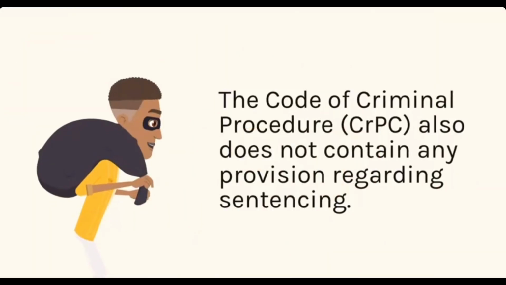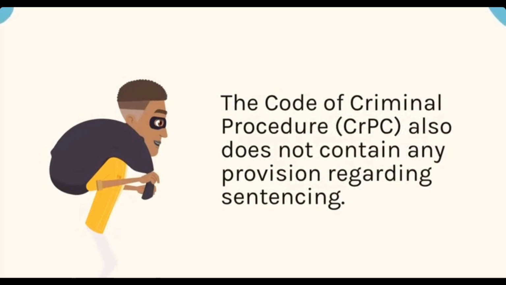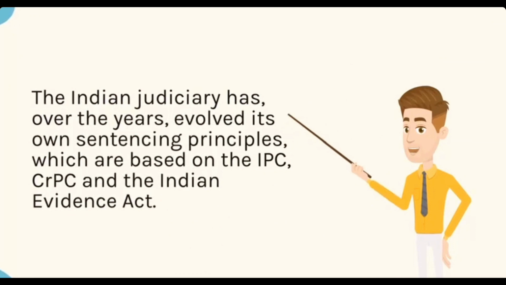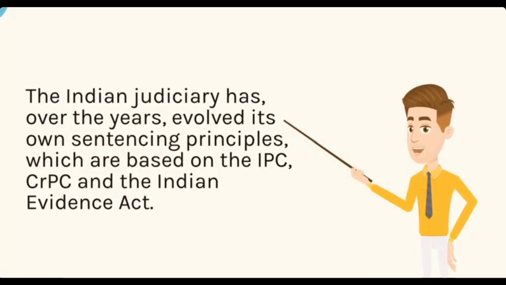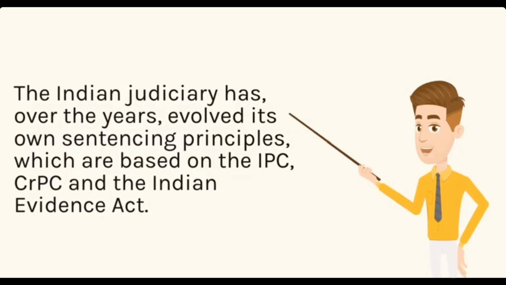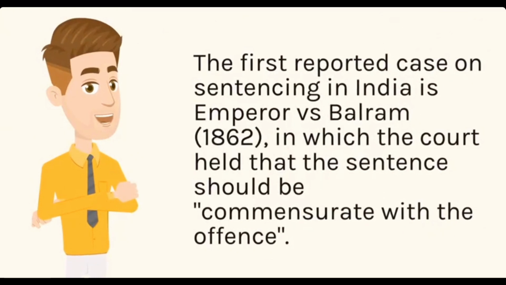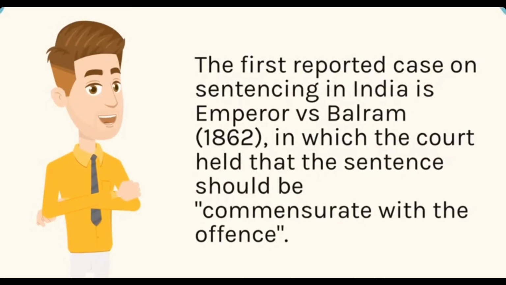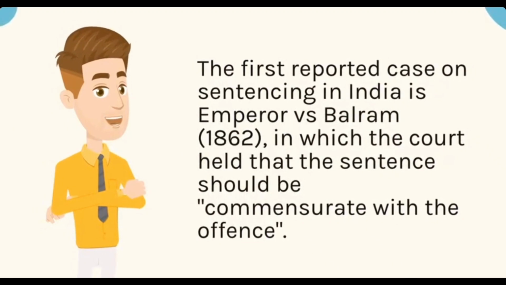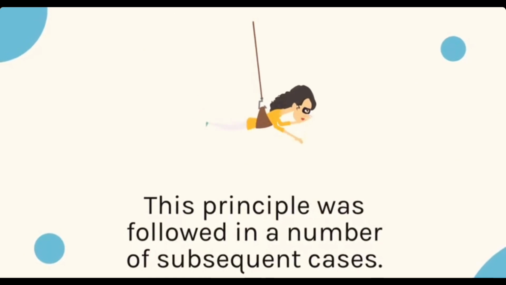The Code of Criminal Procedure (CRPC) also does not contain any provision regarding sentencing. The Indian judiciary has, over the years, evolved its own sentencing principles, which are based on the IPC, CRPC and the Indian Evidence Act. The first reported case on sentencing in India is Emperor vs. Balram, 1862, in which the court held that the sentence should be commensurate with the offence. This principle was followed in a number of subsequent cases.